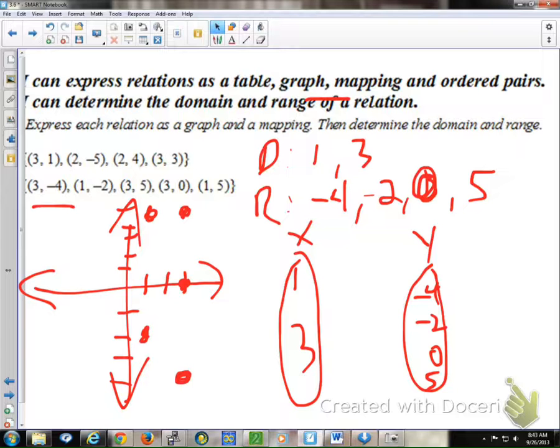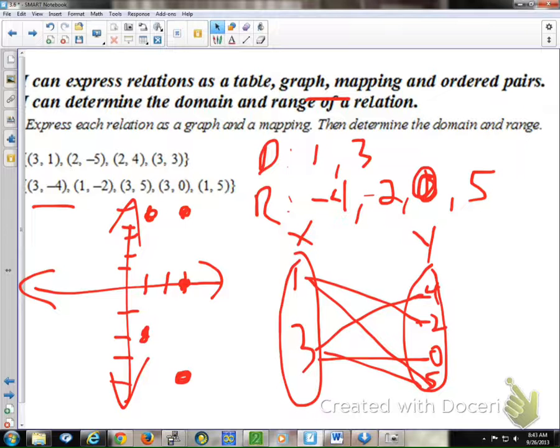All right, 3, -4. 1, -2. 3, 5. 3, 0. 1, 5. And there's our mapping. Any questions about where any of that came from? All right then, moving on.